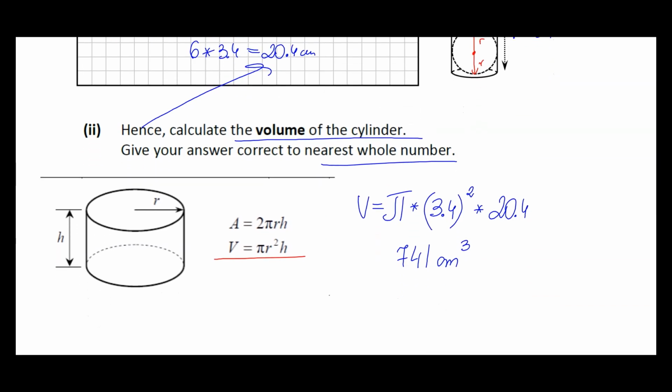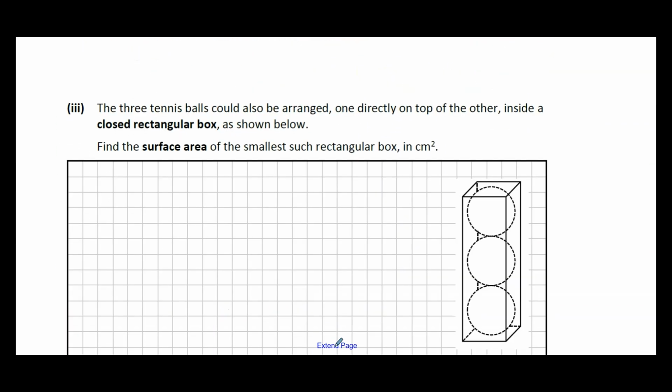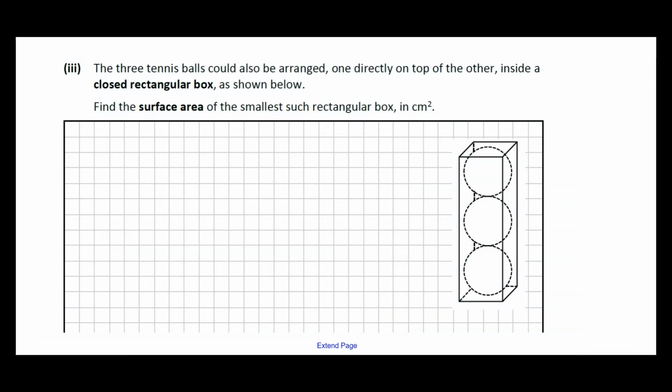Okay, let's have a look at the last part of this question. We have 3 tennis balls that could also be arranged one directly on top of the other inside a closed rectangular box. So we're now moving away from the cylinder to a rectangular box as shown below. We need to find the surface area of the smallest such rectangular box. When they say smallest, they mean that it will exactly touch the balls. I know, sounds weird. How do we do surface area?